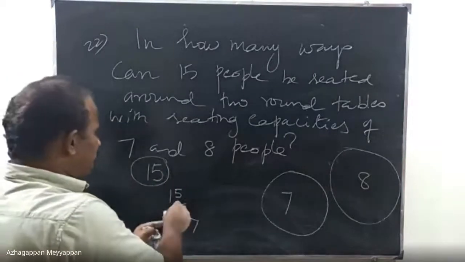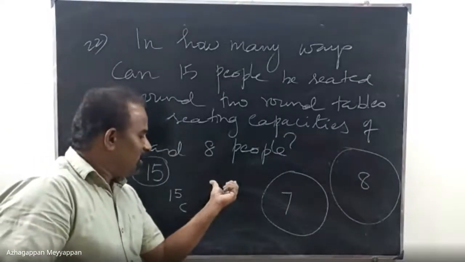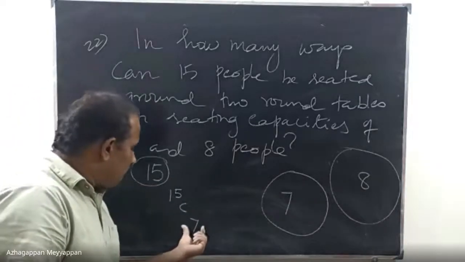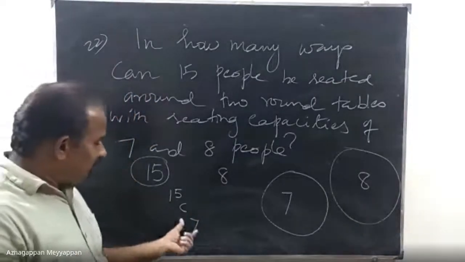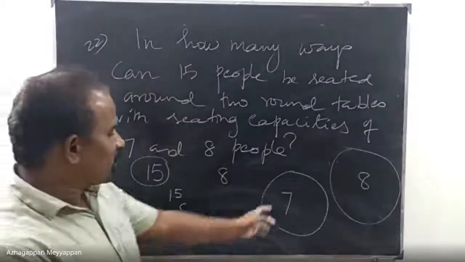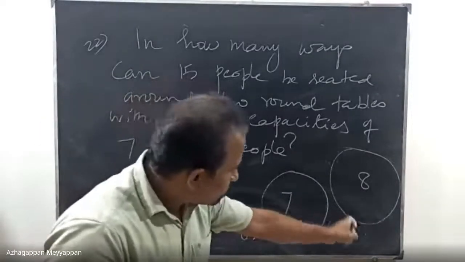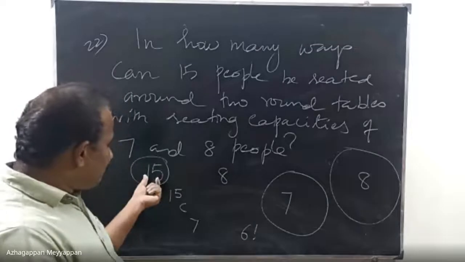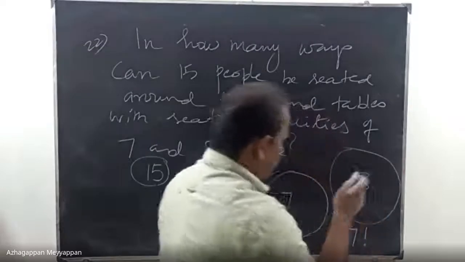Automatically, if you select 7 persons out of 15, the remaining 8 persons will definitely be there, without any conditions. For each 7, how many ways can we sit? 6 factorial ways, because 7 persons sitting at a round table is nothing but 7 minus 1 factorial. Already you have seen that. And the 8 will be sitting in 7 factorial ways.